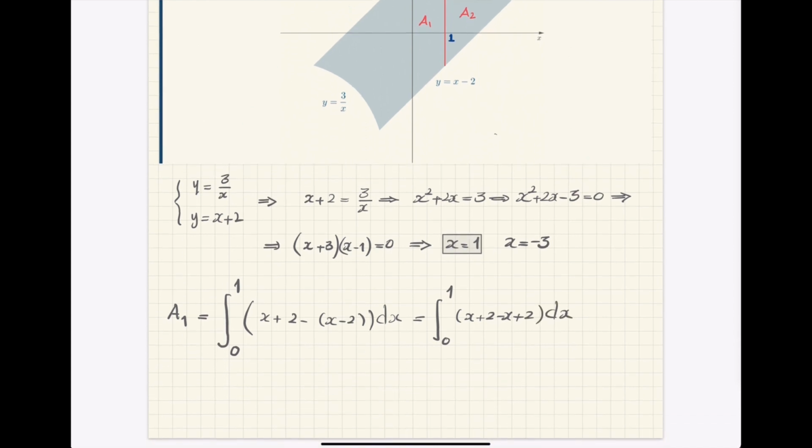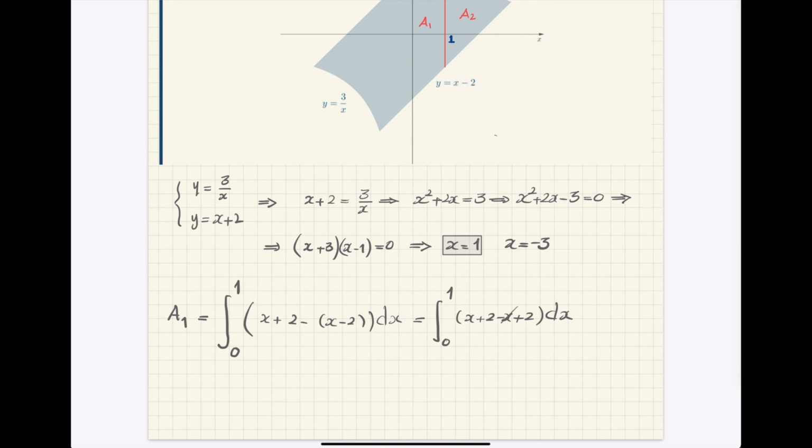So it is very simple actually. Because this x and that x are cancelled, I will get 4. So this becomes the integral from 0 to 1 of 4 dx. And this integral is simple. A primitive function for 4 is just 4x, and it goes from 0 to 1. So the answer would be 4. So this means that A1 is 4 area units. Yes?